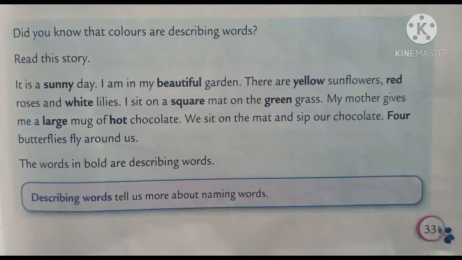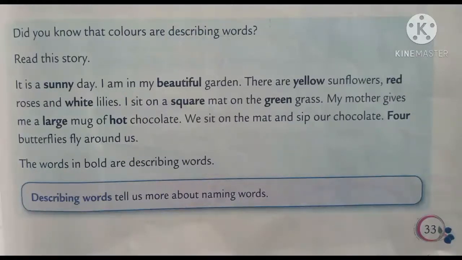We sit on the mat and sip our chocolate. 4 butterflies fly around us. Now, butterflies is a noun. The word 4 is telling us more about the noun. It is telling us more about the butterflies. So, how many butterflies? 4. So, this word 4 is describing butterflies. How many, children? 4 butterflies.